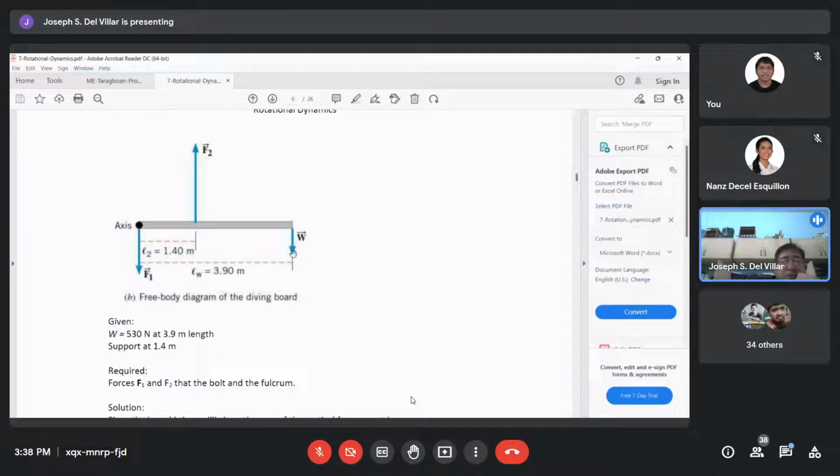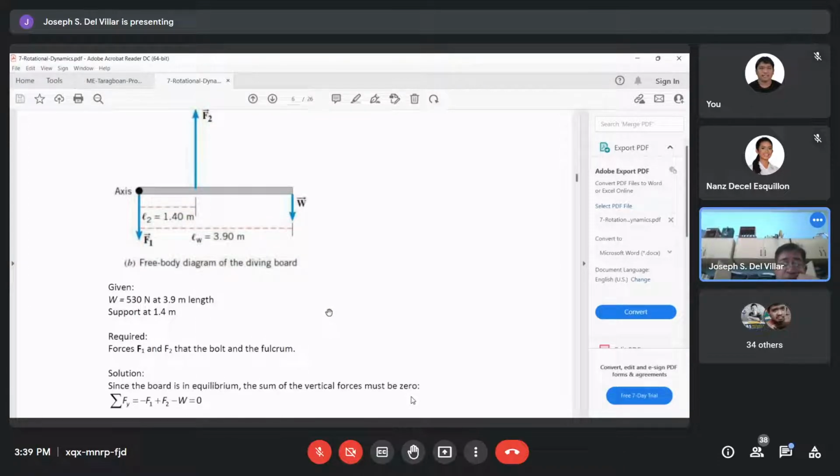The magnitude is 530. Ang lever arm niya is what? Ito kasi yung reference point natin, di ba? Eh, ang torque baga, force times lever arm. Negative because clockwise. So, our equation is now F1 times 1.4 minus 530 times 2.5 equal to 0. Equation number 2. Okay?